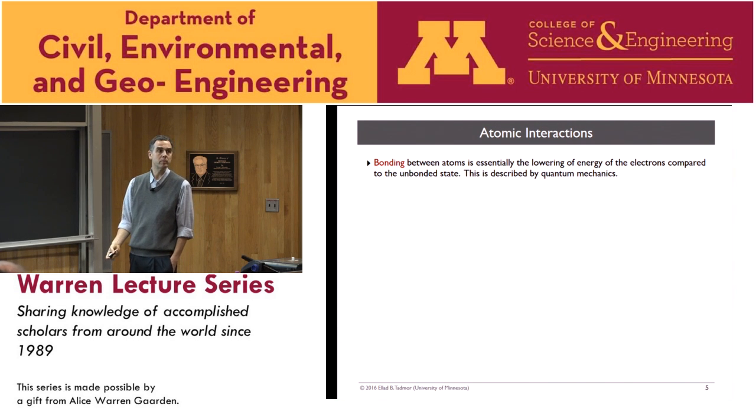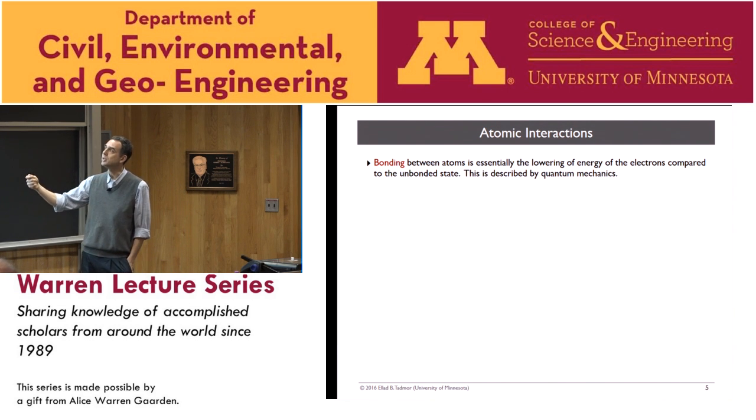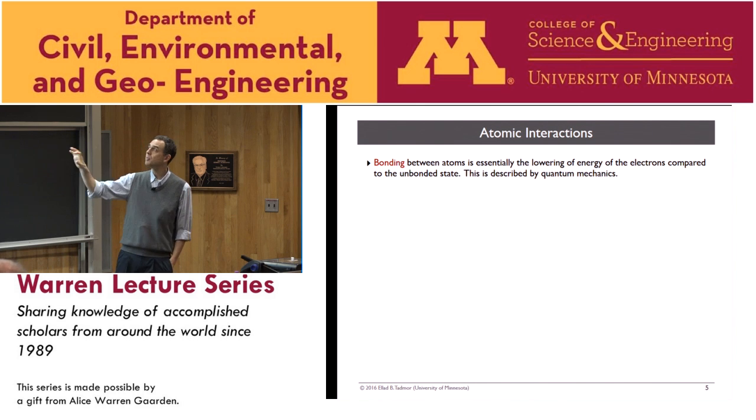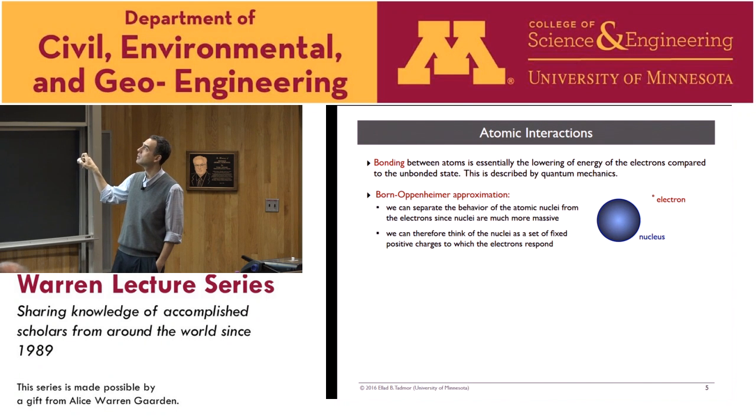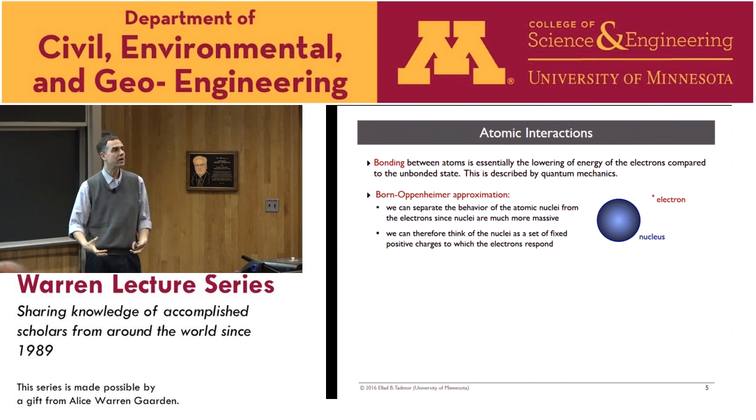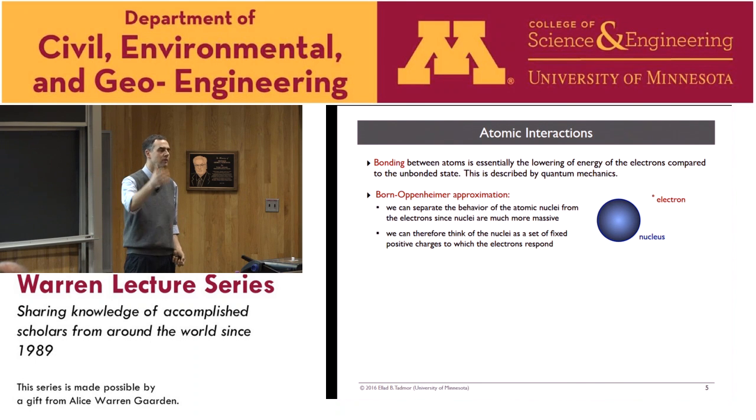And that's really what quantum mechanics describes, is how these atoms come together and form bonds. Now, what helps us model these interactions is something called the Born-Oppenheimer approximation. Basically it states that if you think of this kind of naive picture of an atom consisting of a nucleus and an electron, the nucleus is significantly more massive than the electron, like a factor of 2,000 or something.